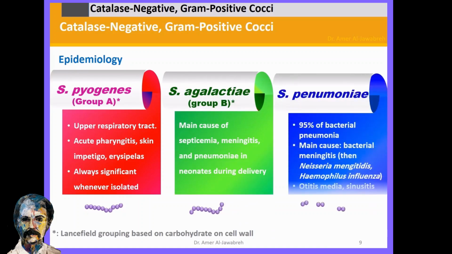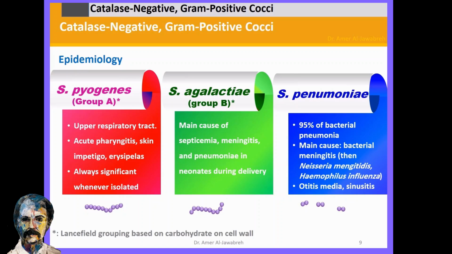As I promised you, we are going to talk about these three mainly. These three here are the most medically important bacteria in this chapter. S. pyogenes, or group A, and here it says Lancefield grouping based on carbohydrates. See, carbohydrates on the cell wall. And this causes upper respiratory tract infections, such as pharyngitis, a very common cause, and then rheumatic fever.